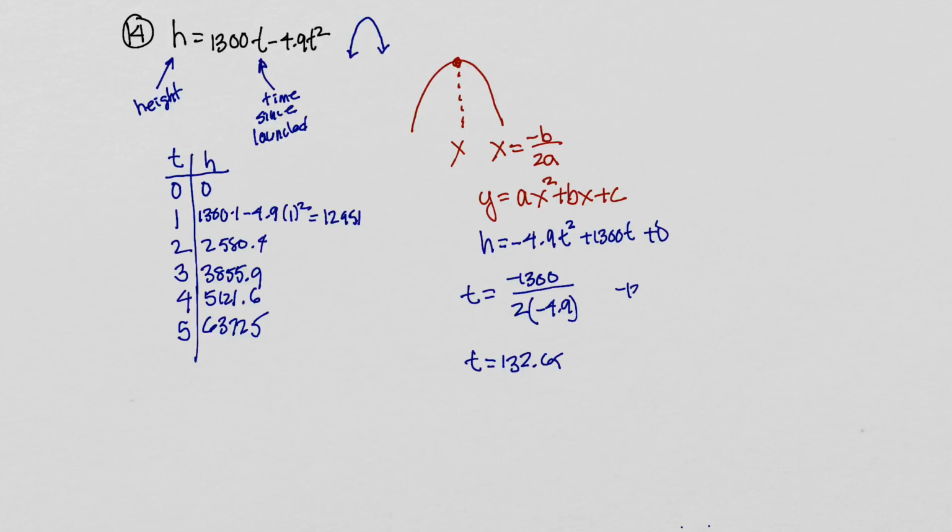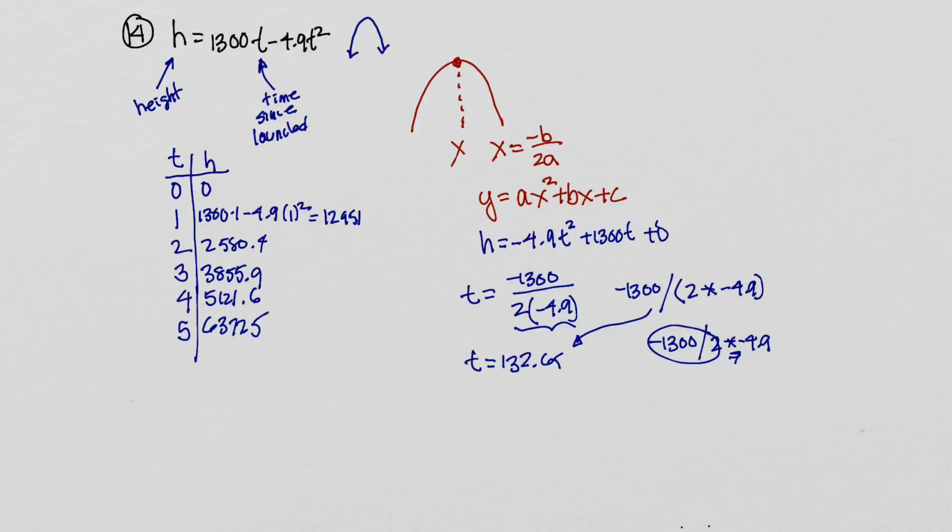Now, I put it in like this. I put in negative 1300 divided by, now, because I have a multiplication here, I need a parentheses. I put in 2 times negative 4.9. That gave me this number here. I did not do this: negative 1300 divided by 2 times negative 4.9. What that does is it does the division first, then it does the multiplication.